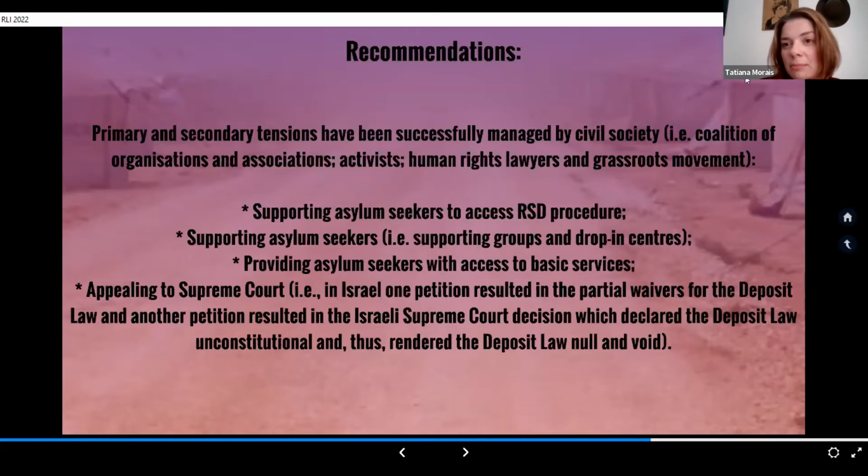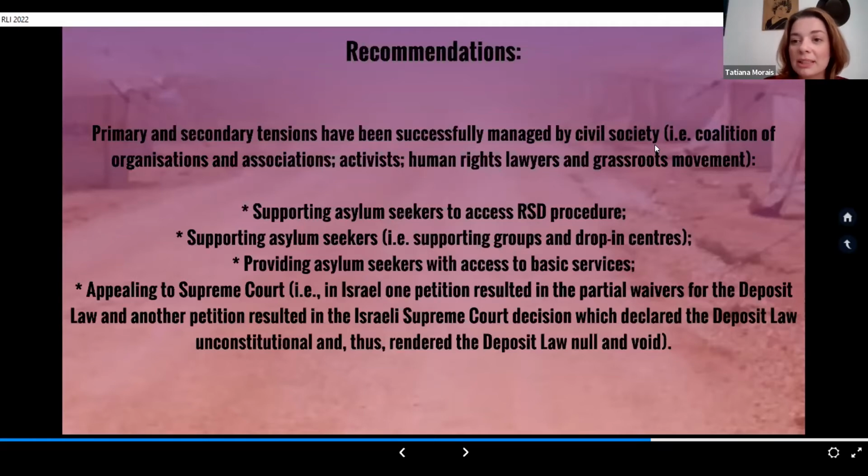And most recently, back in April 2020, a similar coalition was successful in having the deposit law declared unconstitutional and thus rendered null and void by the Israeli Supreme Court. So although there are some social-legal tensions which may emphasize the asylum seekers' vulnerability to the state, especially women, and especially regarding SGBV, that's the main focus of my PhD research.